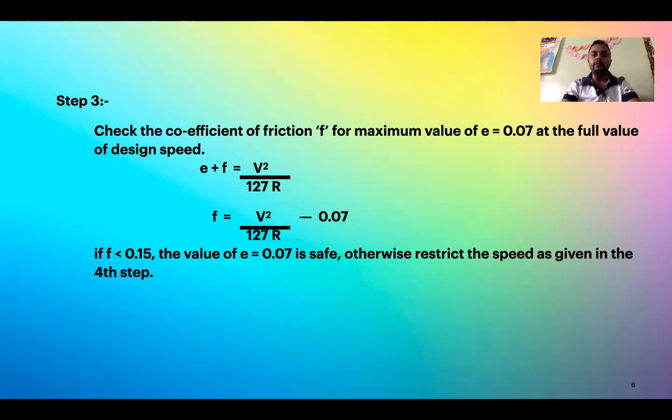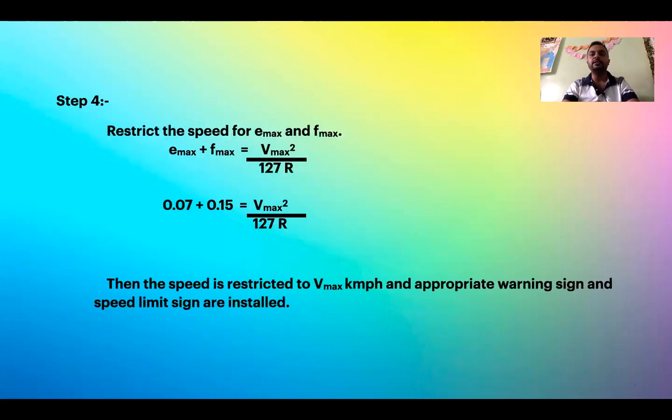Okay. Now, if f is coming as greater than 0.15, then you have to go to step number 4 to restrict the speed. Okay. Now, how to restrict the speed? You consider e equal to 0.07 and f equal to 0.15 now, and calculate the value of speed. e plus f is equal to v square by 127 R. So e max equal to 0.07, f max equal to 0.15. Consider that value and calculate the value of v max. So whatever the value of V you will obtain.